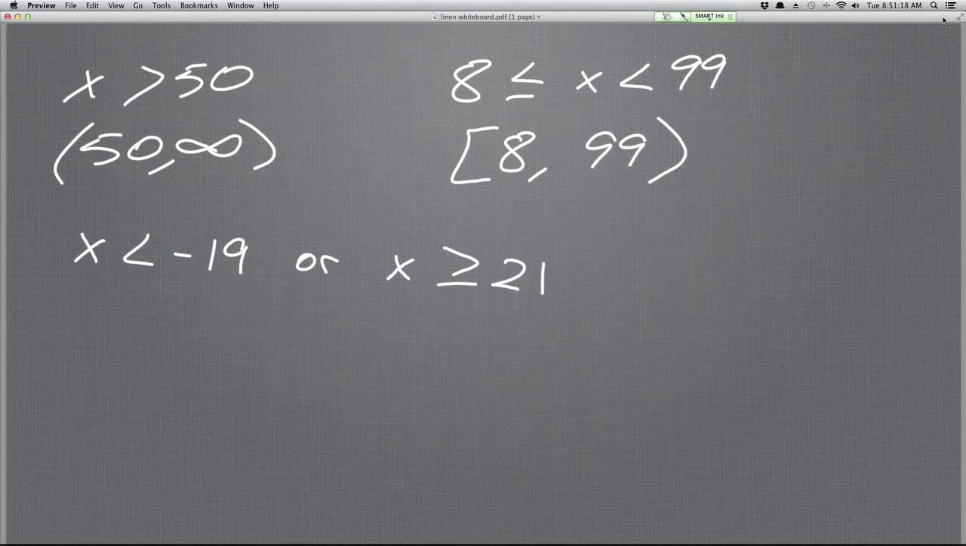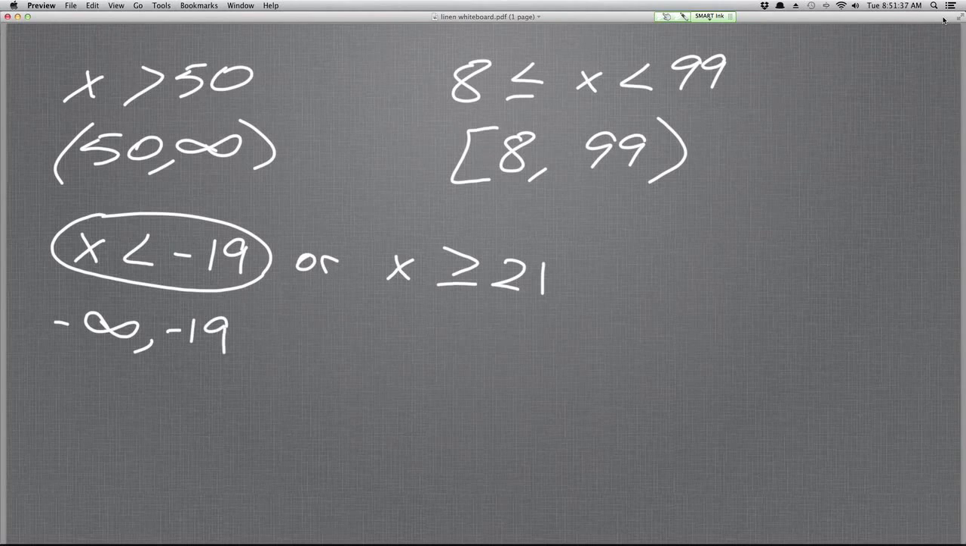So let's look at the one over here on the left first. What do I start with when I'm writing something in interval notation? The smallest number. So what's my smallest number in that first set? Negative infinity. And the biggest number in that first set is? Negative 19. Okay. Infinities always get parentheses. What's the negative 19 going to get? Parentheses, because negative 19 is not included.